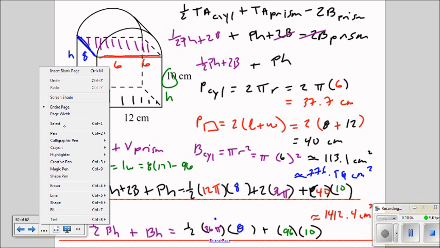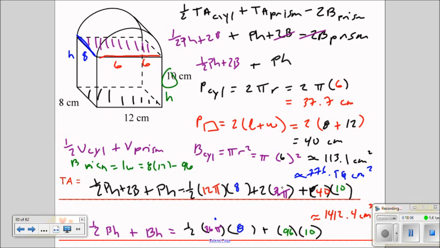So this concludes the lesson on composites and spheres.